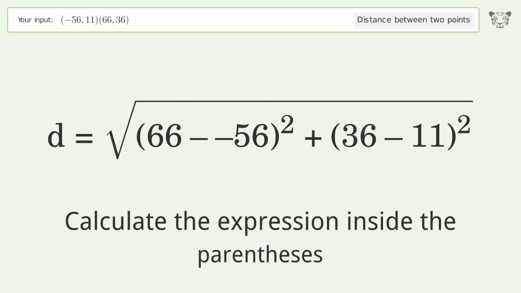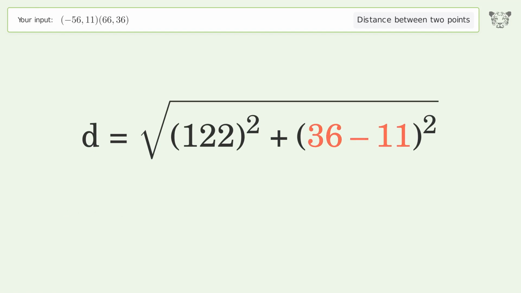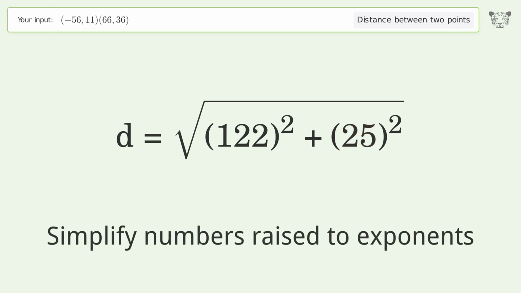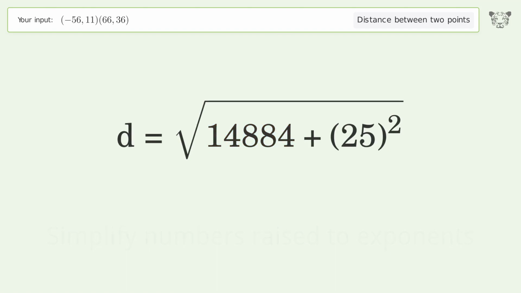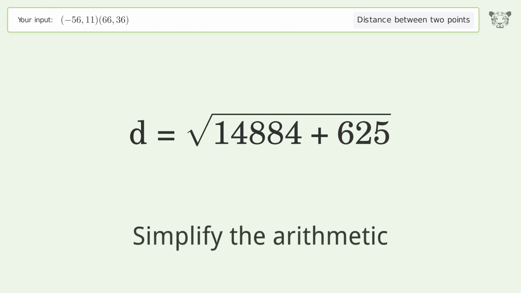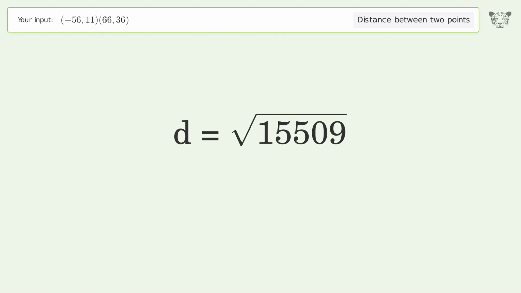Calculate the expression inside the parentheses. Simplify numbers raised to exponents. Simplify the arithmetic. And so the distance between the 2 points is the square root of 15,509, or 124.535.